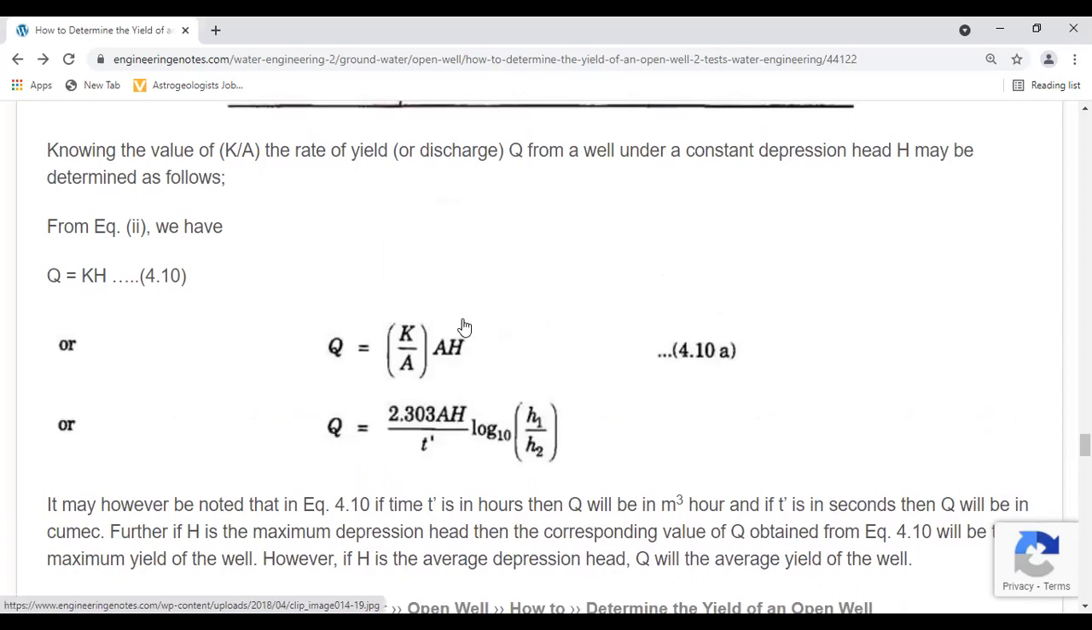It may however be noted that in equation 4.10, if time t is in hours, then Q will be in cubic meter per hour. And if t is in seconds, then Q will be in cubic meters per second. Further, if H is the maximum depression head, then the corresponding value of Q obtained from equation 4.10 will be the maximum yield of the well. However, if H is the average depression head, Q will be the average yield of the well.